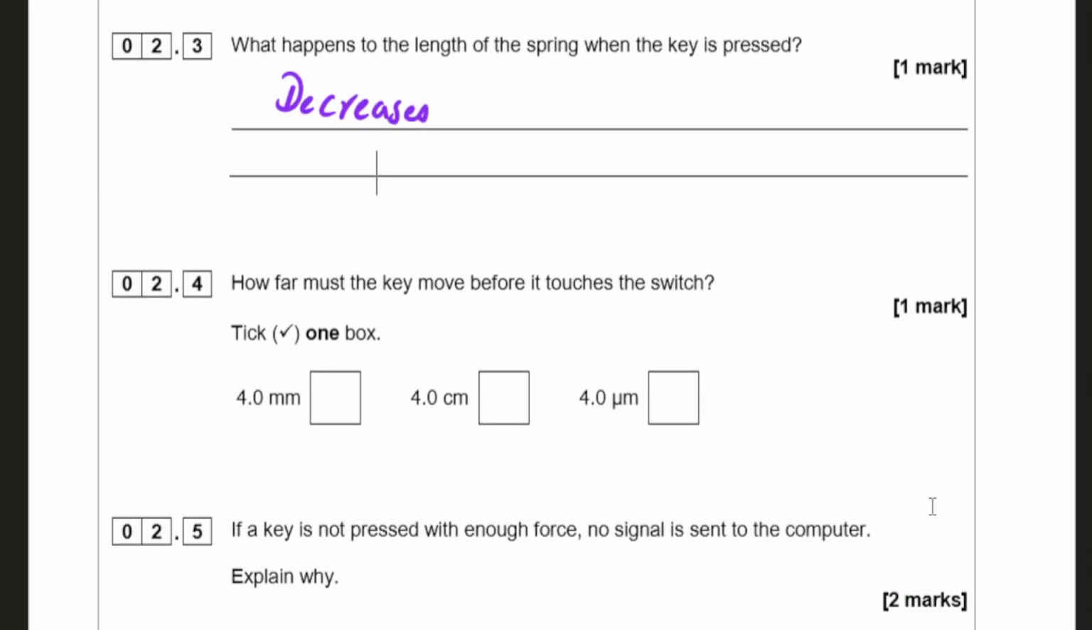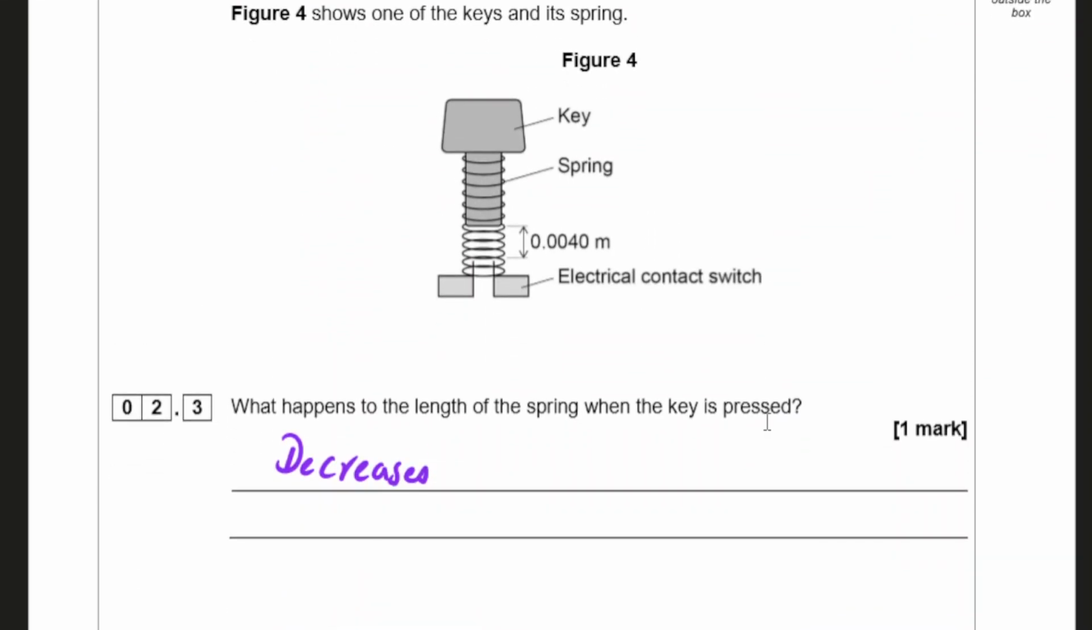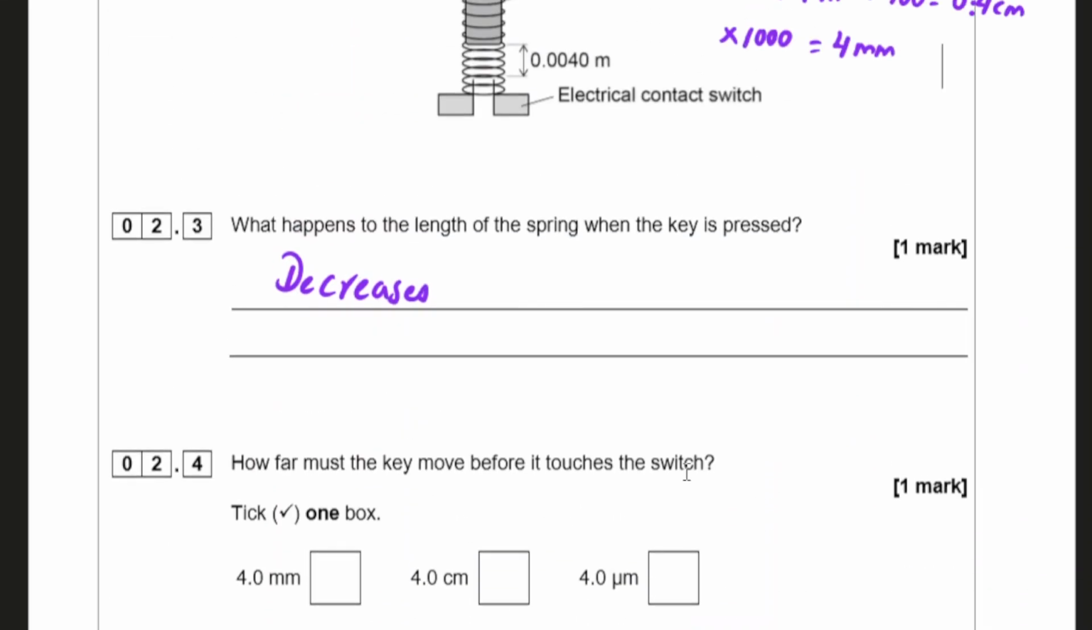How far must the key move before it touches the switch? So they have given it in 4 millimeters, 4 centimeters, and 4 micrometers. So what was the clearance? 0.004 meters. If I multiply it by 1,000, I will get 4 millimeters. If I multiply it by 100, I will get 0.4 centimeters. So it's 4 millimeters.